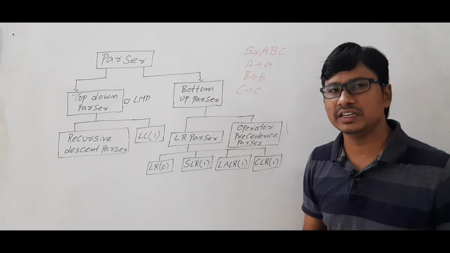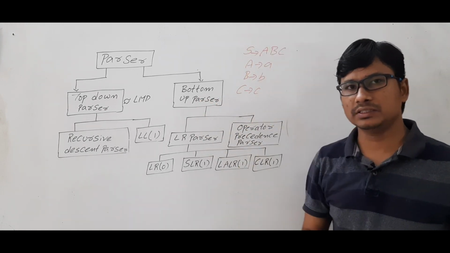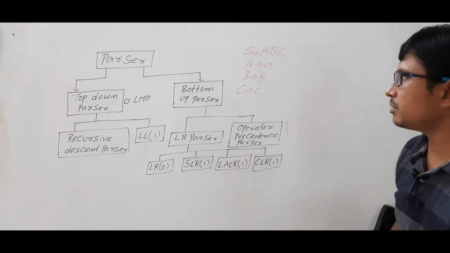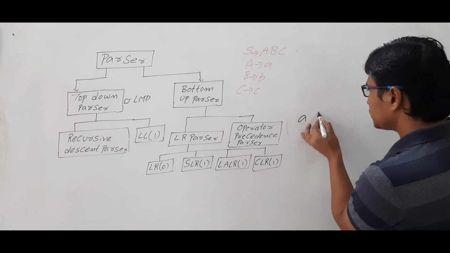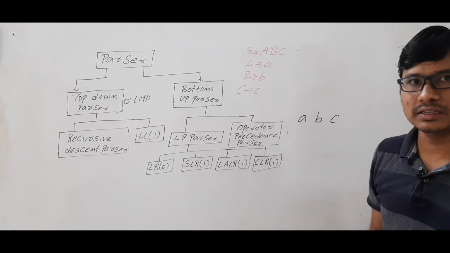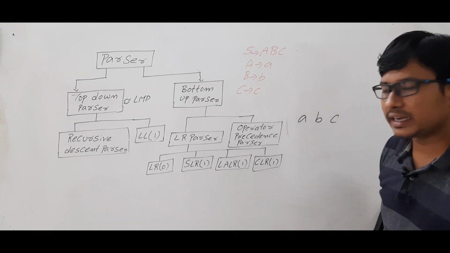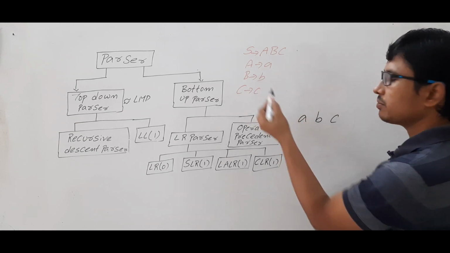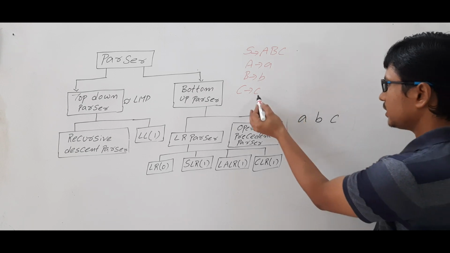The name itself says that you have to parse bottom to up. What is the bottom up? What is the string you want to generate? You will take it as A, B, C. Now you will read from the right hand side. From C, what is the reduction you can do?